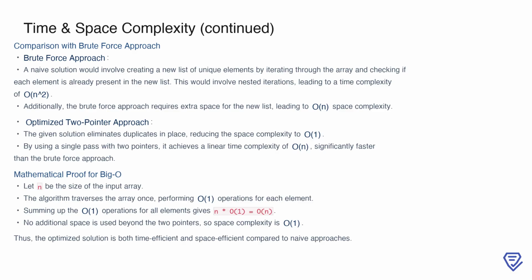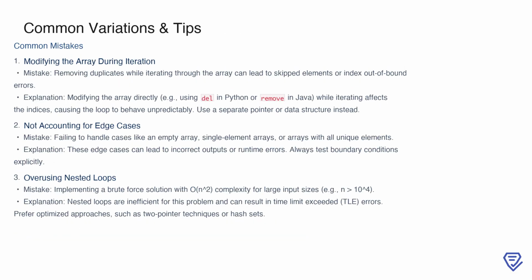for this problem. When working on removing duplicates from a sorted array, there are a few common mistakes to watch out for. First, modifying the array directly during iteration can cause issues. For example, if you try to remove elements with methods like del in Python or remove in Java while looping, you might unintentionally skip elements or even encounter index out-of-bound errors. Instead, it's better to use a separate pointer or data structure to track progress.